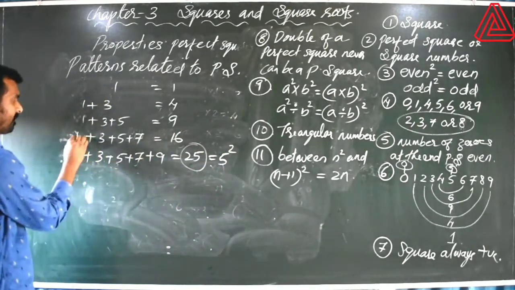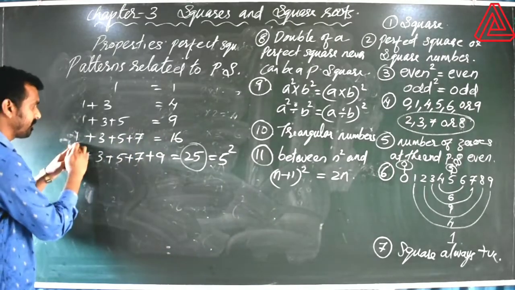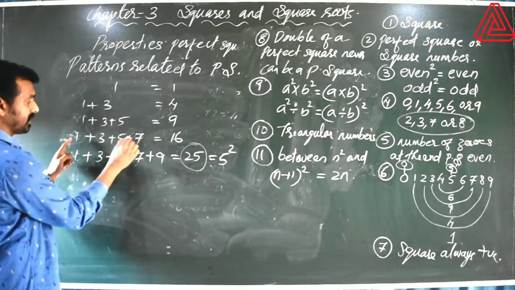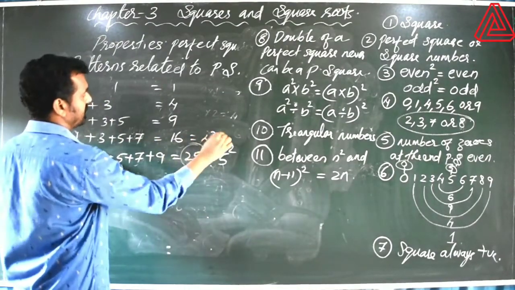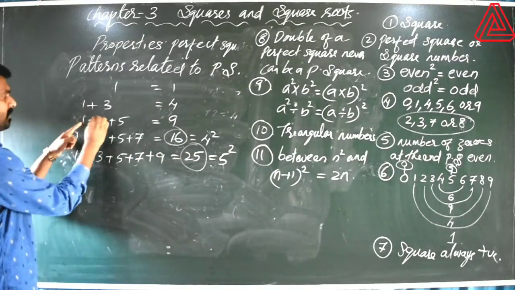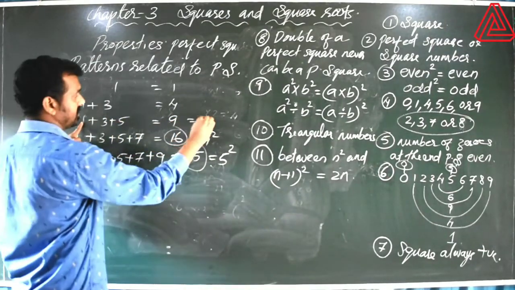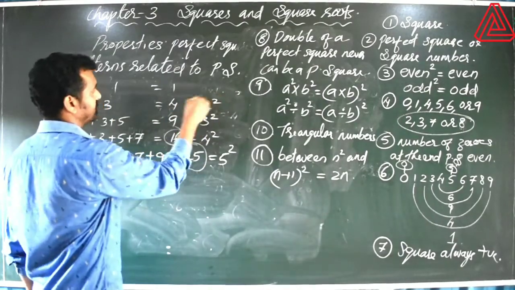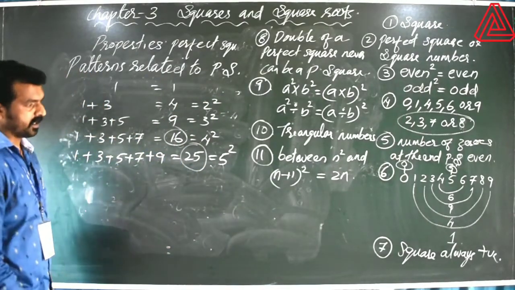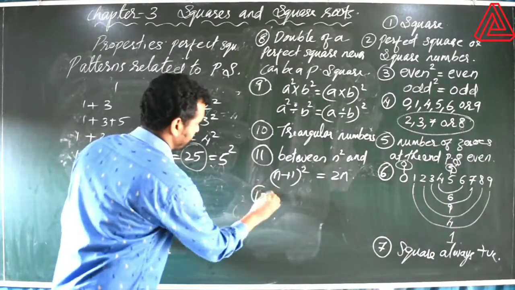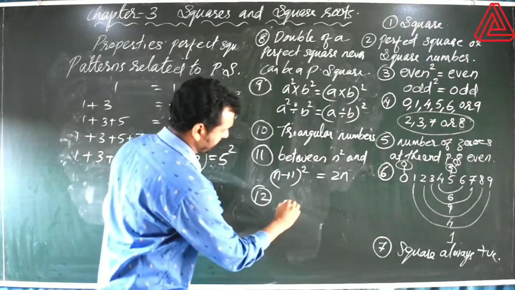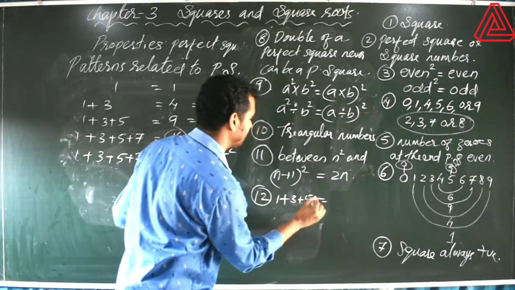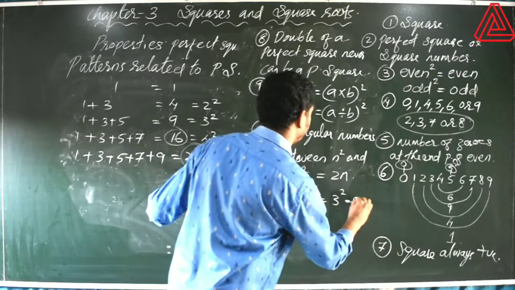Then sum of first 4 odd numbers is equal to, what is the answer? How many numbers are there? 4 odd numbers, that is equal to 4 square, it will come 16. Sum of first 3 odd numbers, 3 square, that is equal to 9. Sum of first 2 odd numbers is 2 square, 4. Okay, now that is the 12th point. Sum of the odd numbers 1 plus 3 plus 5, that is 3 numbers, 3 square, equal to 9.